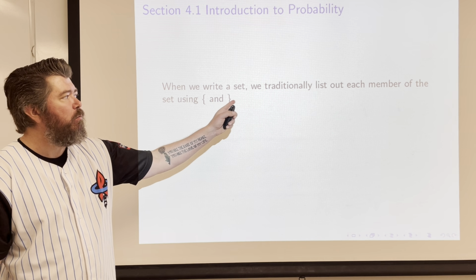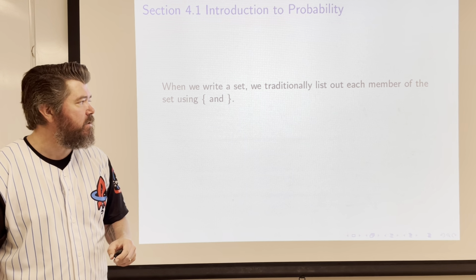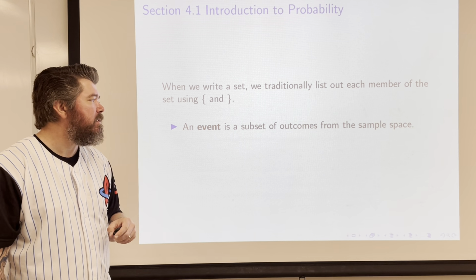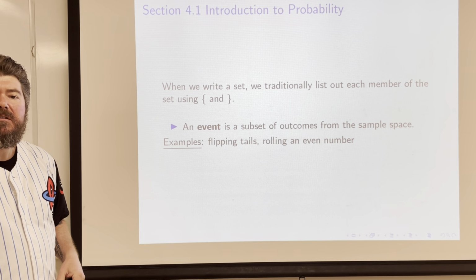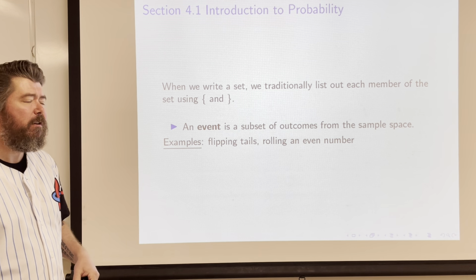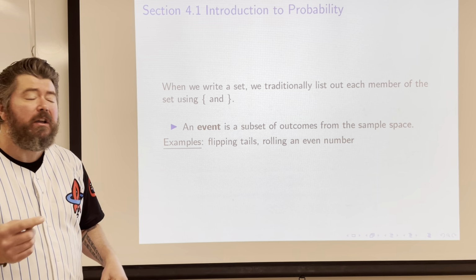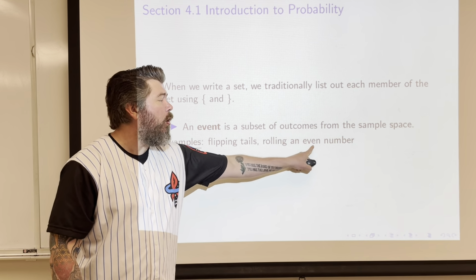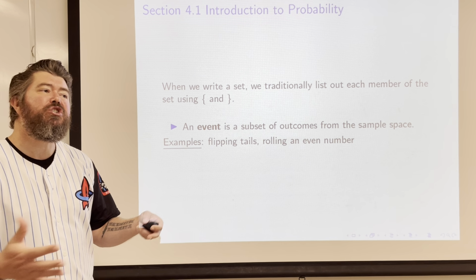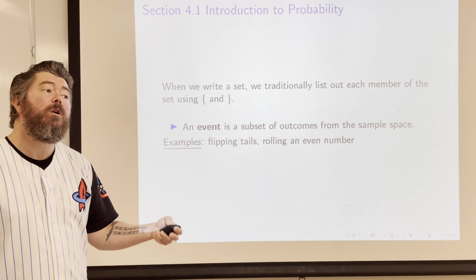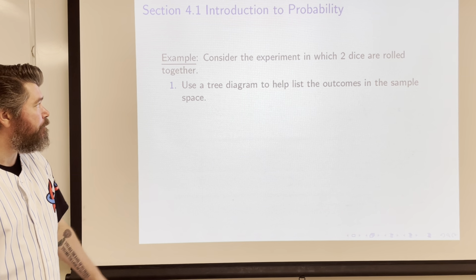Again, when we write a set, we traditionally list out each member of the set using our braces. An event is a subset of outcomes from the sample space. So examples include if we flip a coin, but we focus only on flipping tails. Or if we roll a die, but we only focus on rolling an even number. So we restrict what we're looking at for our probability experiment. This is what we call an event.